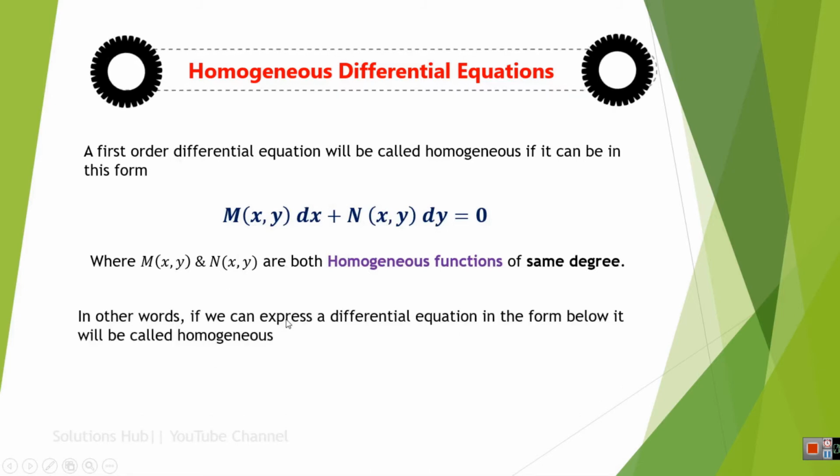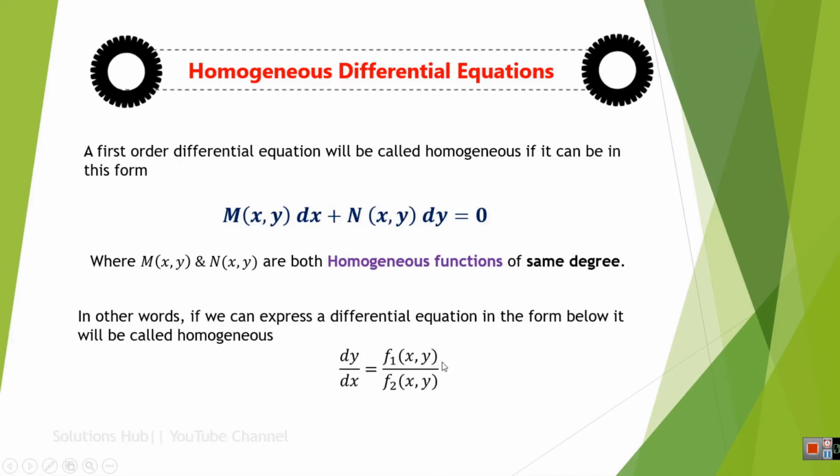If you can express your differential equation in this form, with differential quotients on the left hand side and the quotient of some functions on the right hand side, with the condition that both functions f1 and f2 are homogeneous, then the differential equation as a whole will be called a homogeneous differential equation. So both are definitions of a homogeneous differential equation.